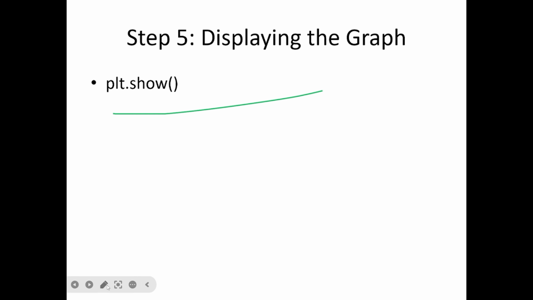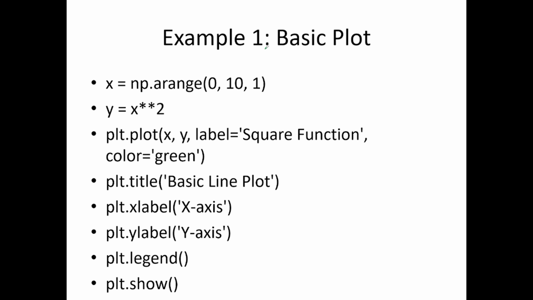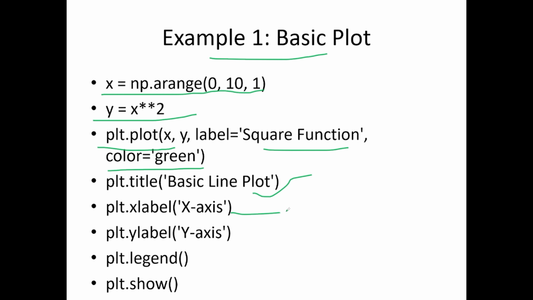Here is a display graph for the plt.show. Here is a basic plot for the graph. x equals np.arange(0, 10) as the coordinates. y equals x asterisk 2, and plt.plot(x, y) with label square function and color green. Let's add a title for the basic line plot, plt.xlabel, plt.ylabel, plt.legend, and plt.show.